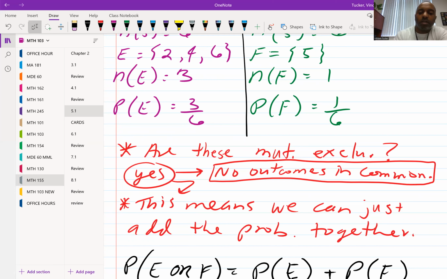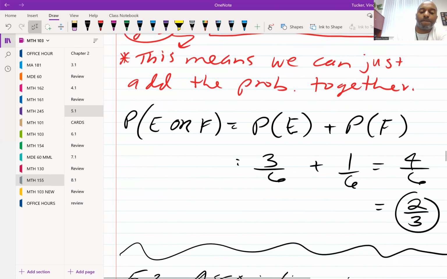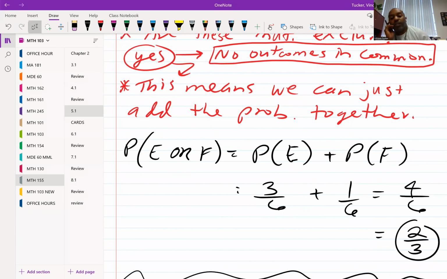All right. So adding them together, probability of E plus probability of F, 3/6 plus 1/6, gives you 4/6. And you can reduce that down to 2/3. Questions, any questions?